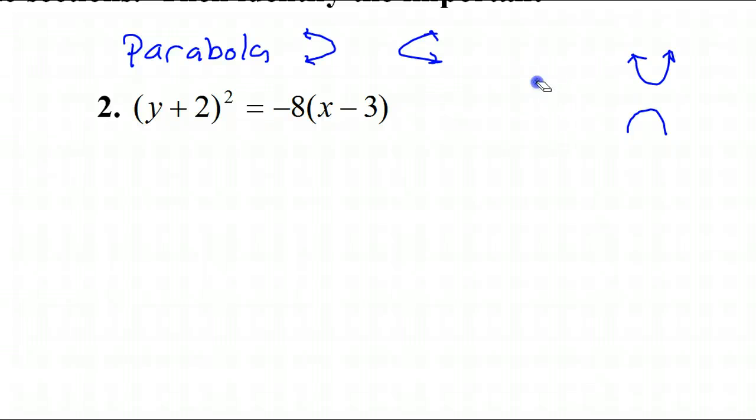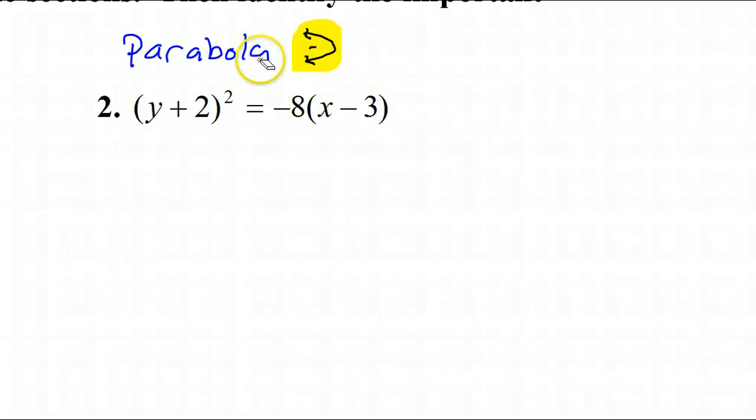Well, let me get rid of this garbage. It depends on the sign right here. If this is the positive version and this is the negative version, so because I've got the -8, I'm looking at this. Okay, so it's facing to the left.